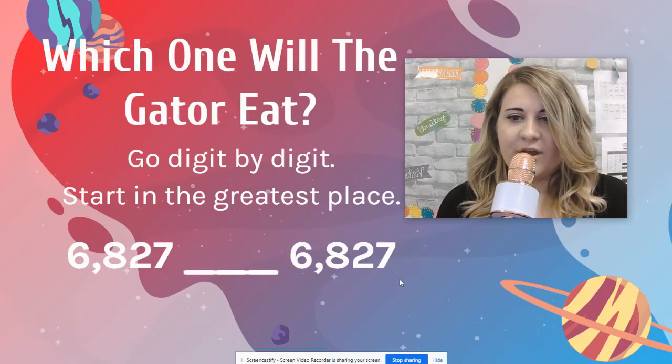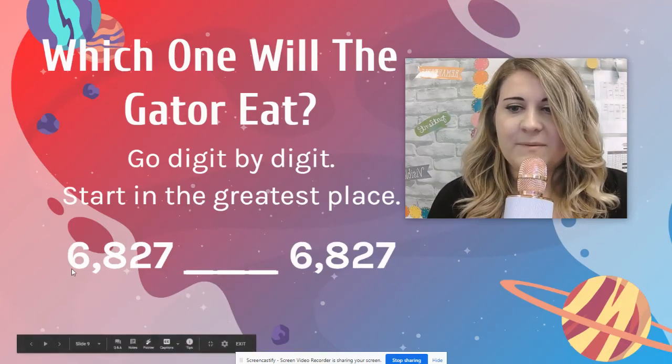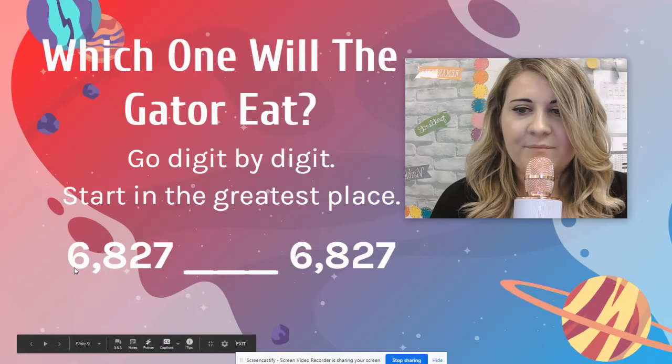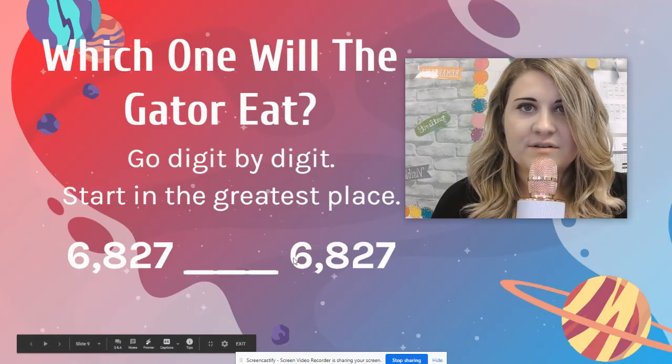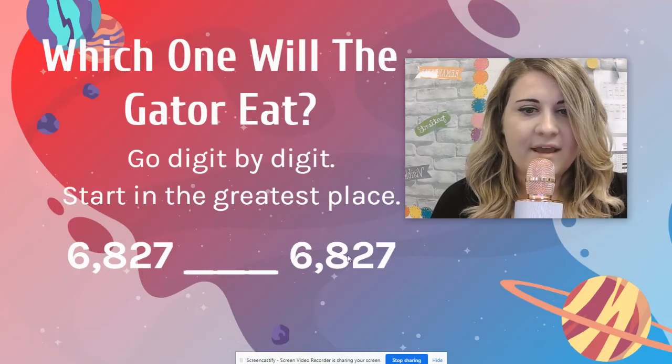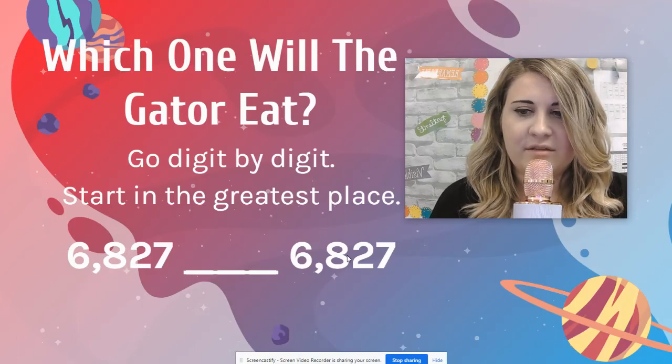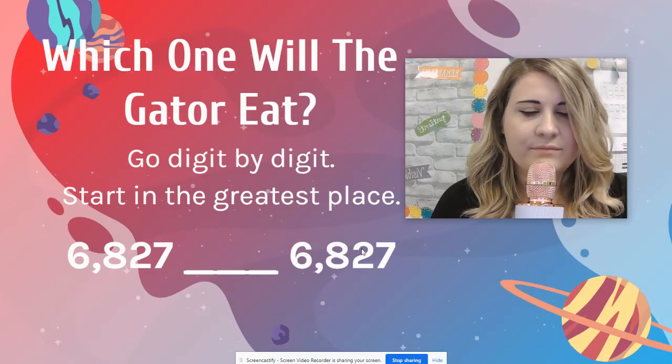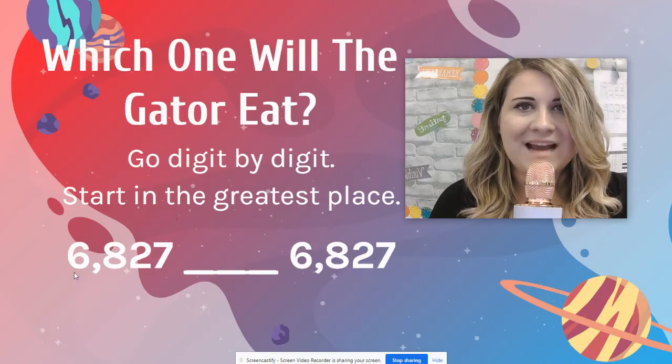The next one, here we go. Let's start in the thousands place. Both of these are 4 digits, so we're ready to go. We've got a 6 and a 6. So we're going to go to the hundreds next. 8, 8. All right, they're the same. Let's go to the tens. 2, 2. Those are the same. Let's go to the ones. 7, 7. So here I have the exact same number.